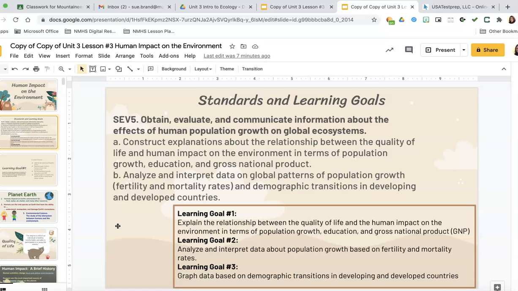Analyze and interpret data on global patterns of population growth, fertility and mortality rates, and demographic transitions in developing and developed countries. Our 3 learning goals: explain the relationship between the quality of life and the human impact on the environment in terms of population growth, education, and gross national product. Learning goal 2, analyze and interpret data about population growth based on fertility and mortality rates. Learning goal 3, graph data based on demographic transitions in developing and developed countries.